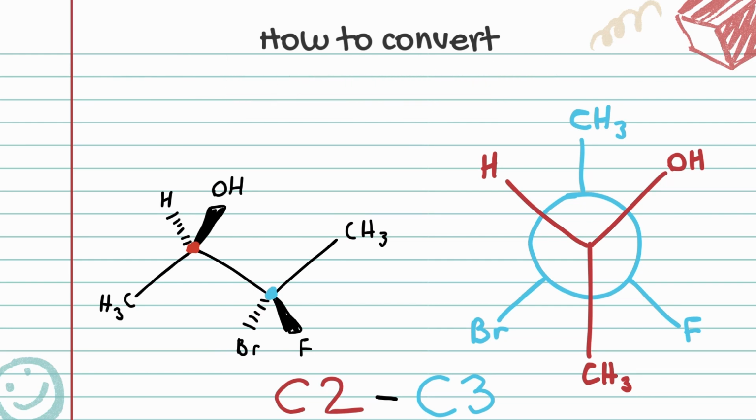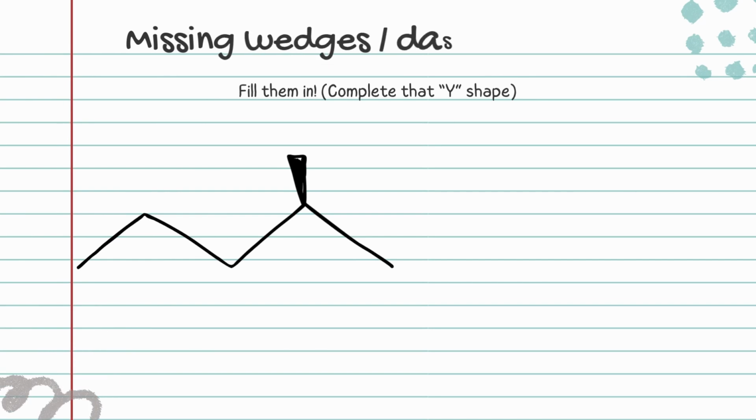Now, this is a perfect little example where everything is drawn out for you. But you're not always going to have every single hydrogen drawn in to see those nice Y shapes. So what if you are missing wedges, dashes, bond lines, or anything implied there? Well, you just have to fill them in. That way, the Y shape will become apparent to you. So let's think of those steps.